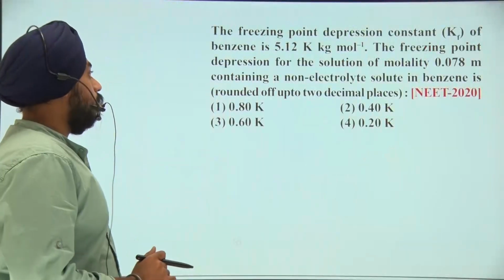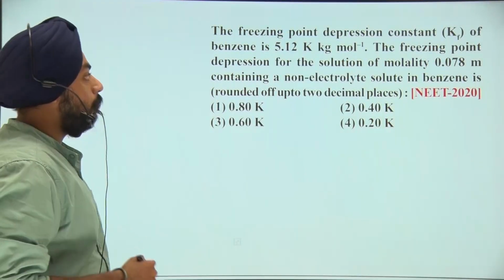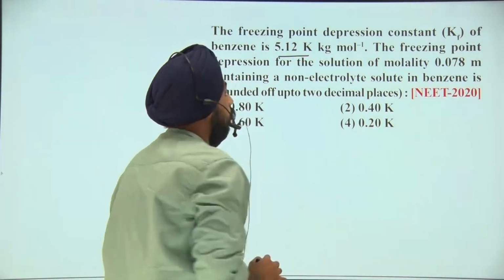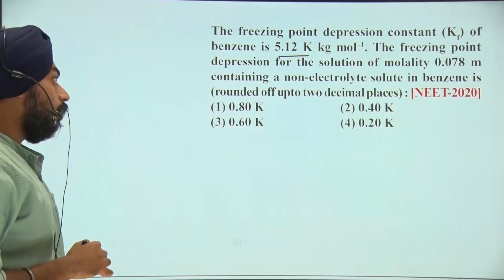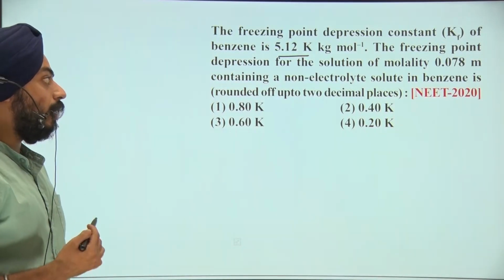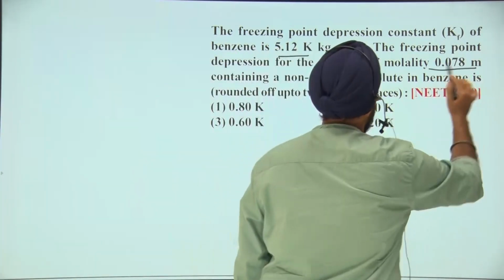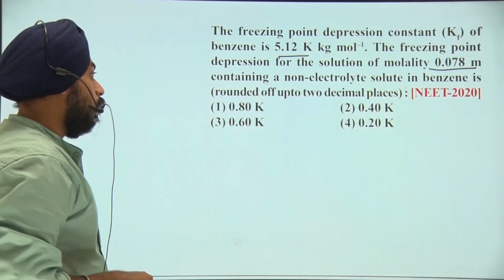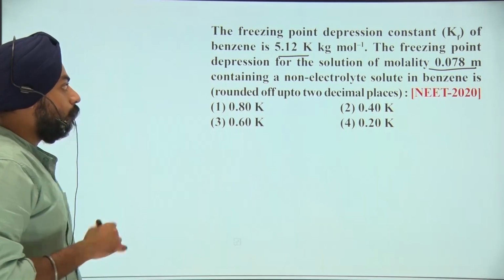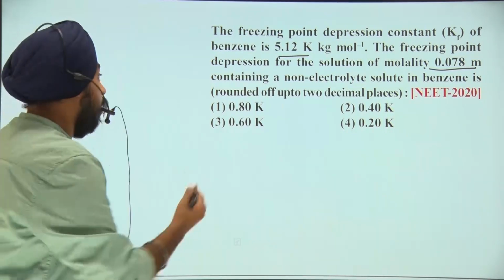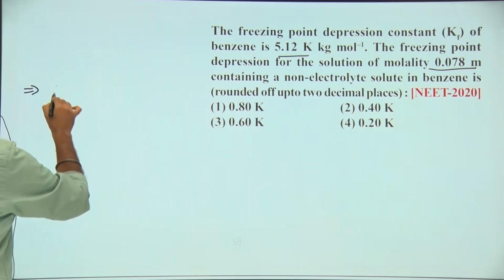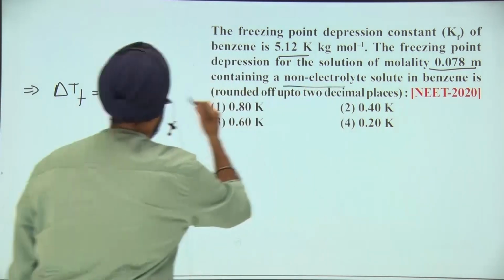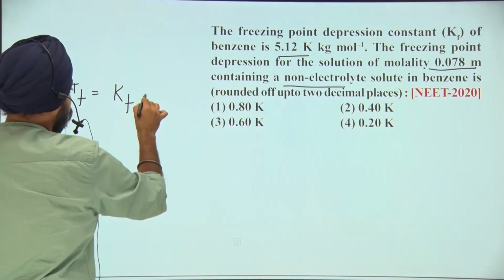Thank you. Our question is, the freezing point depression constant Kf of benzene is 5.12 Kelvin kg per mole. The freezing point depression for a solution of molality 0.078 molal containing a non-electrolyte solute in benzene is. So student, we have to calculate the freezing point depression, that is delta Tf. We all know that as this is a non-electrolyte, the formula will be delta Tf equals Kf m.